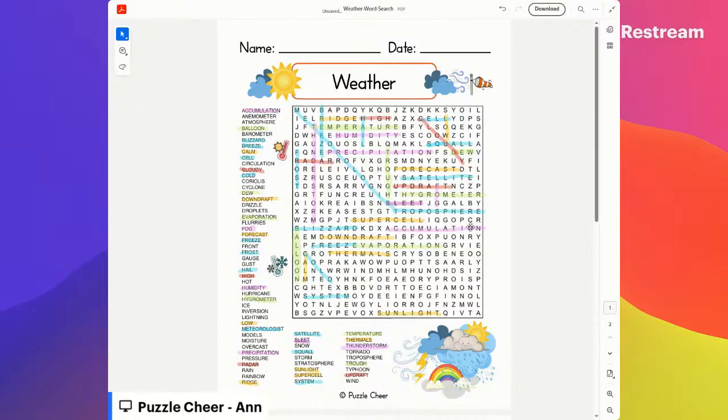Coriolis is in the second column from the right. Starts about halfway down. Coriolis, C-O-R-I-O-L-I-S, Coriolis, and then snow is connected right there to it. So let's do Coriolis. And then we have snow. Shares the S, S-N-O-W, snow.